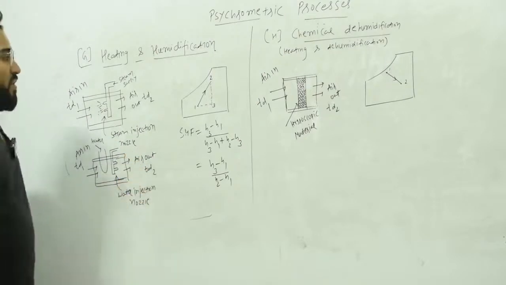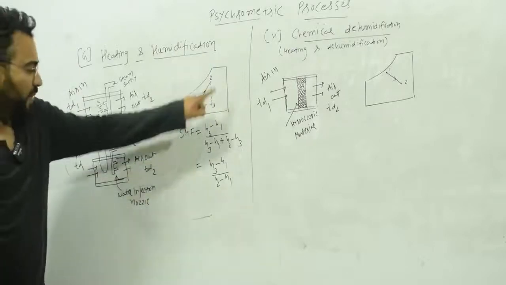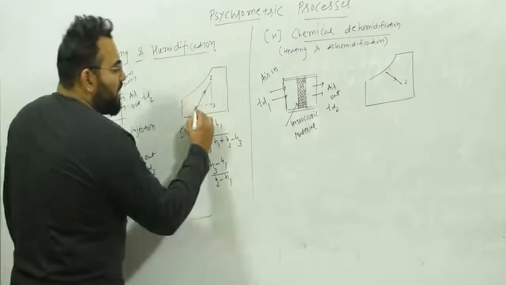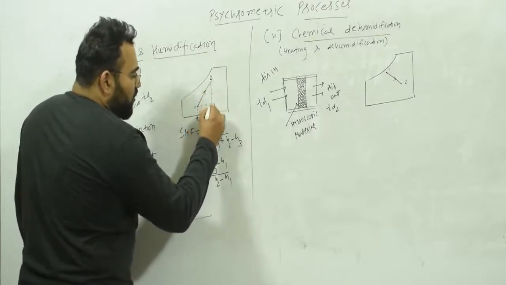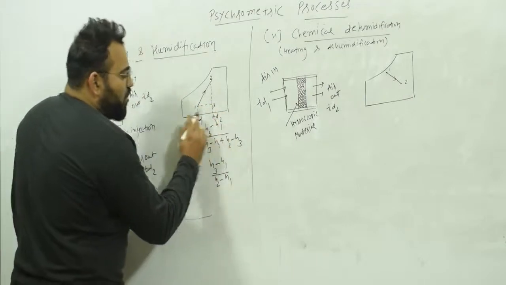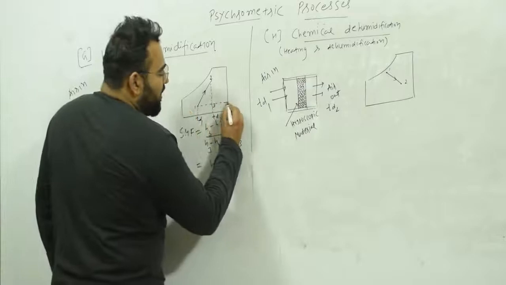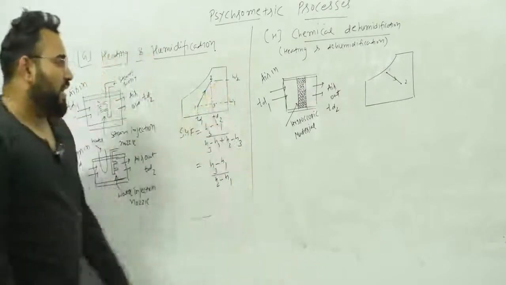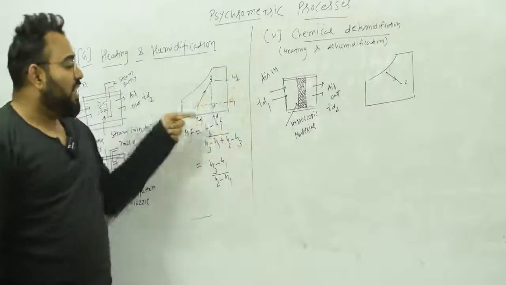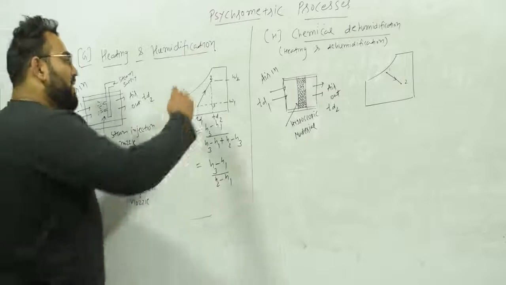So this is the second way you can see heating and humidification. This is how you can solve it on the psychrometric chart, from 1 to 2. Here you can see that at 1 the temperature is TD1 and at 2 the temperature is TD2. You have applied heating, so the temperature increases. In the same way, at 1 the specific humidity is W1 and at 2 the specific humidity is W2, so specific humidity is increased. So heating is done and humidification increases. That is what is known as heating and humidification.